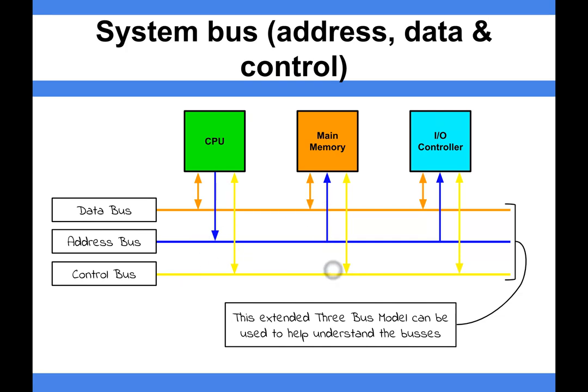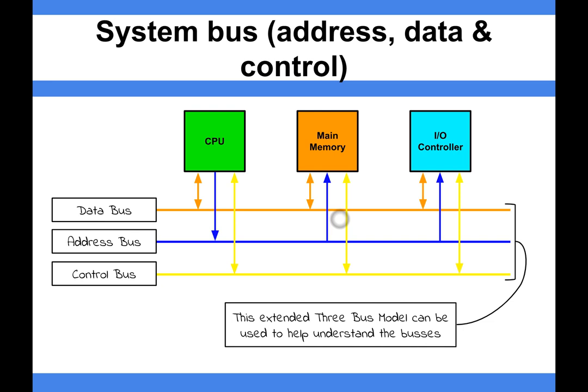And finally, you've got the bi-directional control bus. That's for all the control signals, for the CPU to tell devices what it wants them to do. You can see they might send control signals. A simple example of a control signal would be if I send an address to main memory, I also need to send a control signal.